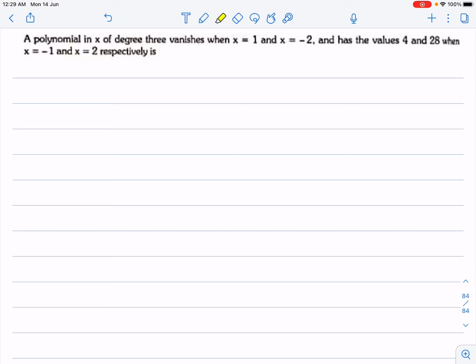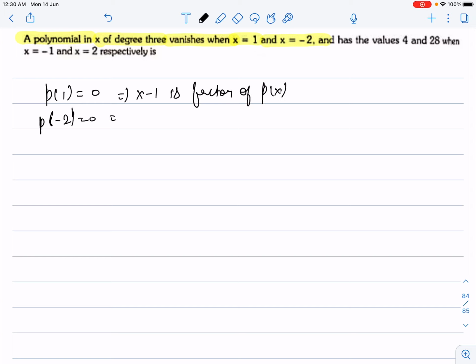We'll be going to solve this question written on the screen. A polynomial in x of degree 3 vanishes when x is equal to 1 and x is equal to minus 2. That means p of 1 is equal to 0 and p of minus 2 is equal to 0. Now you might be remembering, if p of a is equal to 0, then x minus a is a factor of the given polynomial. This will imply that x minus 1 is a factor of p of x.